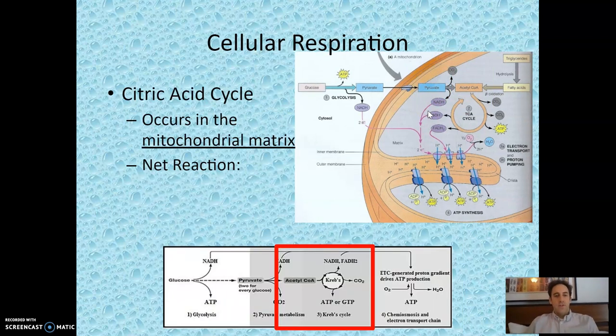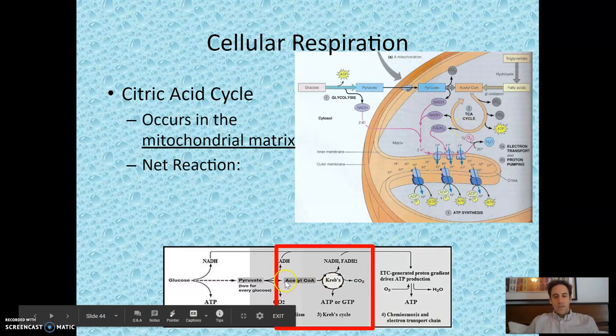So let's continue. The acetyl coenzyme A that is produced as a result of this then goes on to what is called the citric acid cycle. This also occurs in the mitochondrial matrix. What you see is that acetyl-CoA enters this little circle, and then we get a lot of stuff out of it. We get NADH, another electron carrier called FADH2, and we get ATP out of the deal.